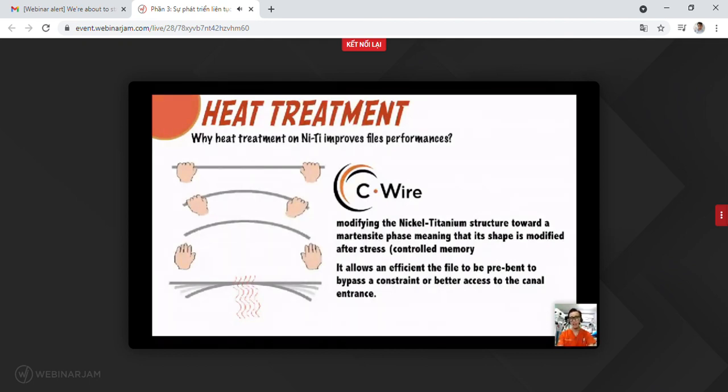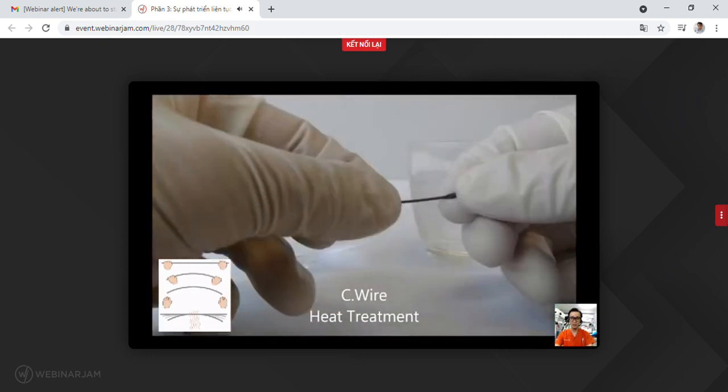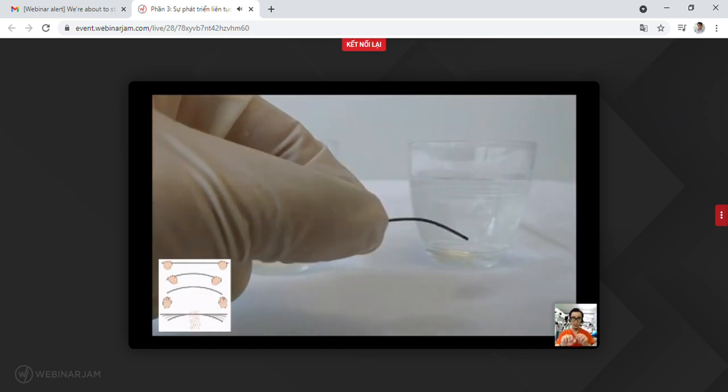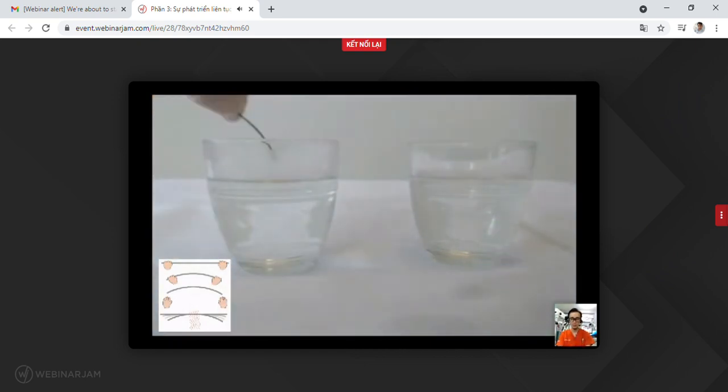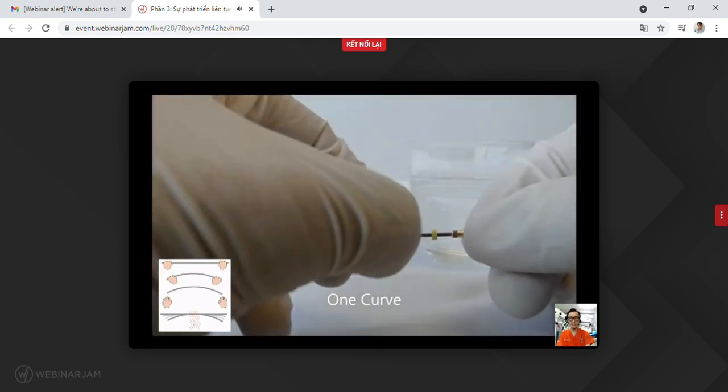So when you are dealing with such high curvature, I will ask you to use these heat treated files rather than introducing regular NiTi files. So you have to know what material you are using during endo work. And this is how heat treatment files work. We can bend the files, we can bend the metal, and then when it is introduced to heat, it will go back to its natural position.